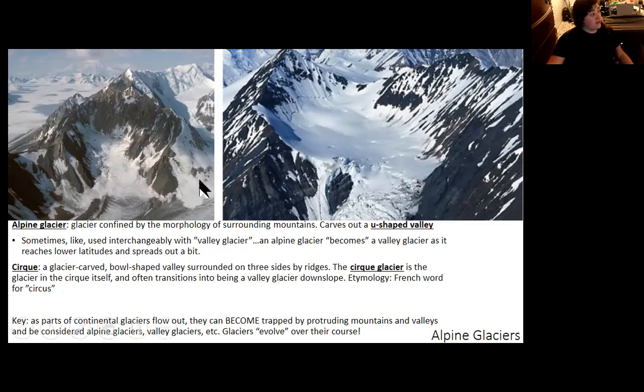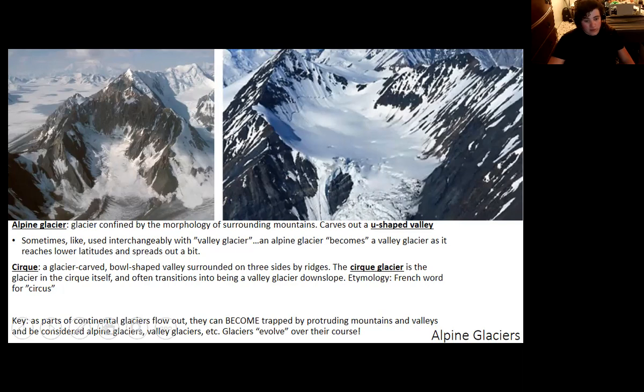Alpine glaciers often get their start in these particular U-shaped bowls called cirques, named after the French word for circus, like Cirque du Soleil. A cirque is going to be surrounded on three sides by mountain. You'll notice that the mountain is kind of curved. That's from ice carving out the mountain, because ice makes a bowl-shaped valley when it erodes, as opposed to a river. When a cirque glacier accumulates enough that it starts to flow downward, it becomes an alpine glacier.